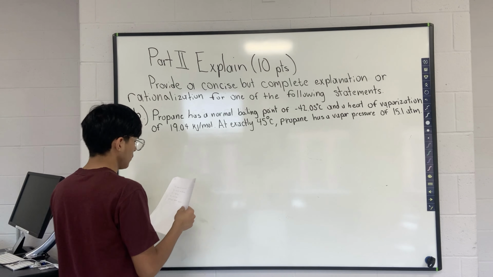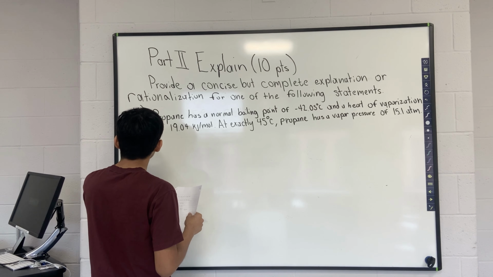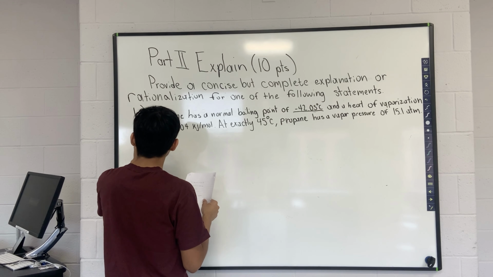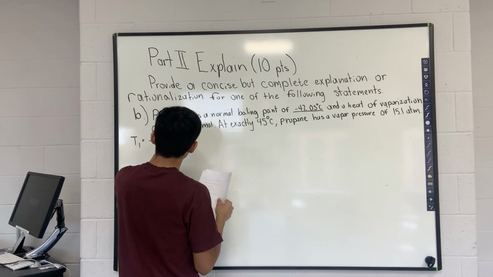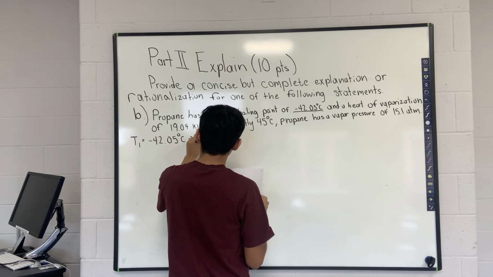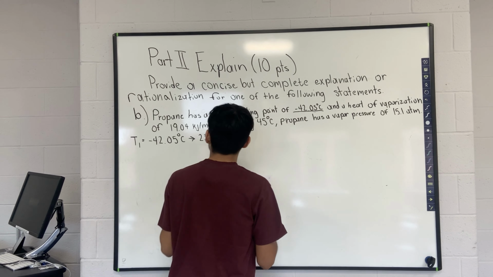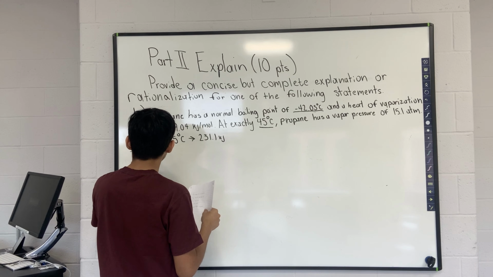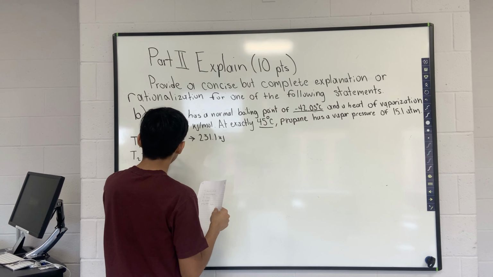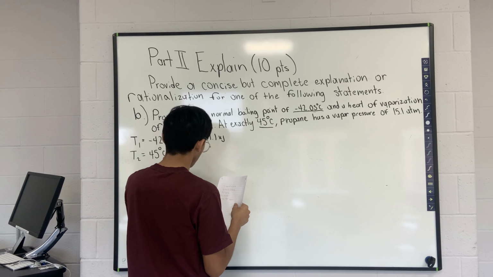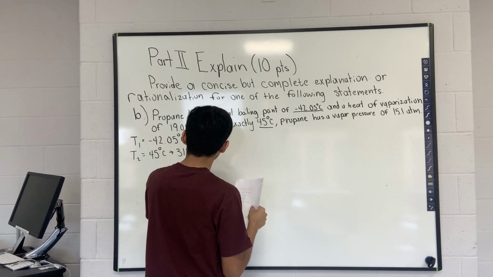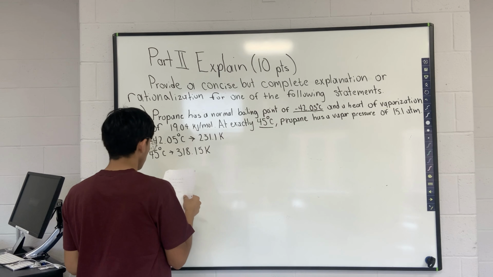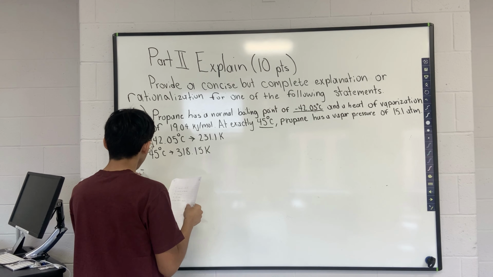Question 2, Part B, again asks us to explain. This time, propane has a normal boiling point of negative 42.05 degrees Celsius and a heat of vaporization of 19.04 kilojoules per mole. At exactly 45 degrees Celsius, propane has a vapor pressure of 15.1 atm. Essentially, what is being asked by this problem is, given the values of boiling point and heat of vaporization for propane, validate that at 45 degrees Celsius, the vapor pressure of propane is 15.1 atm.